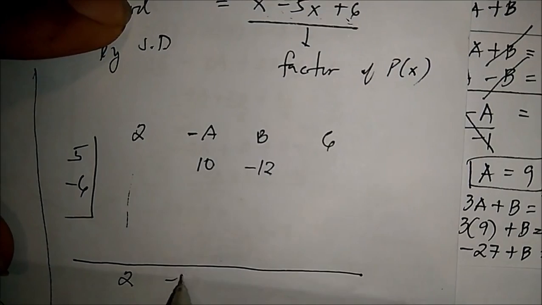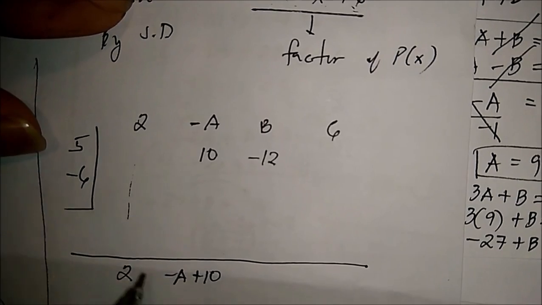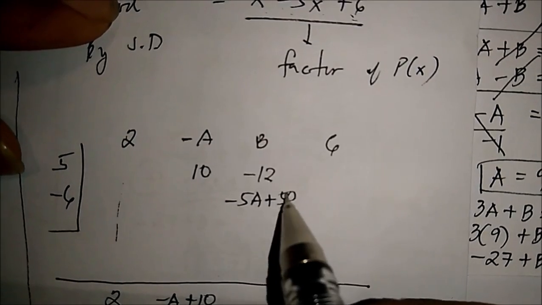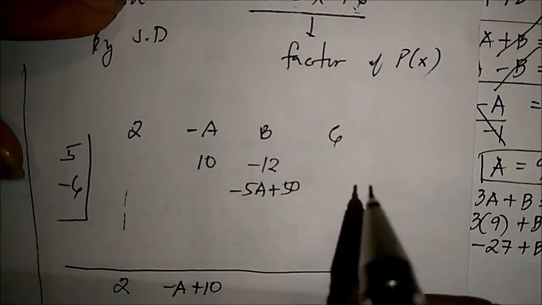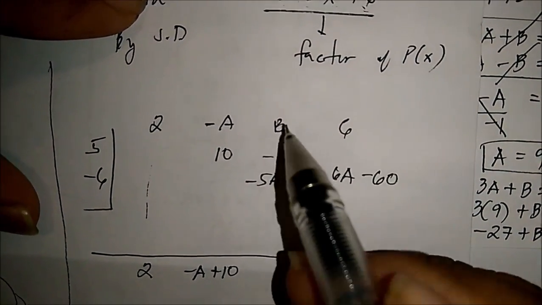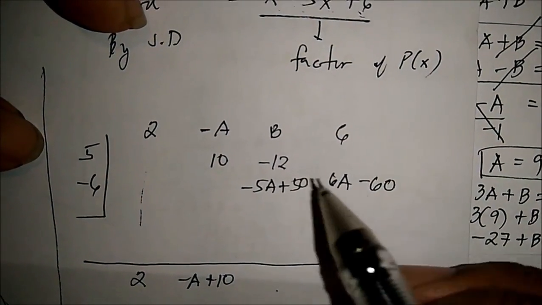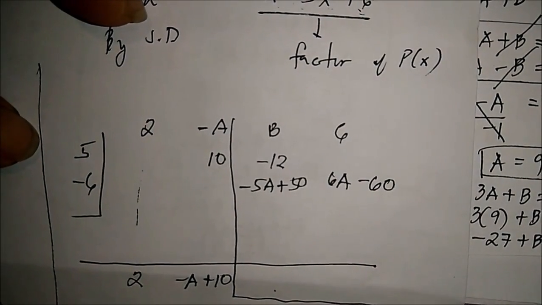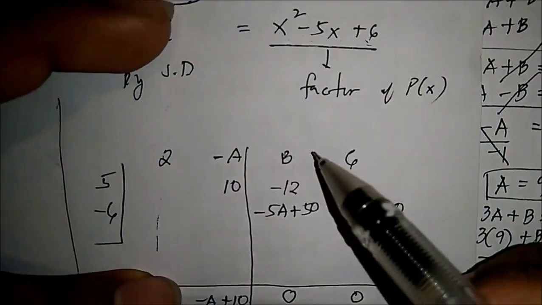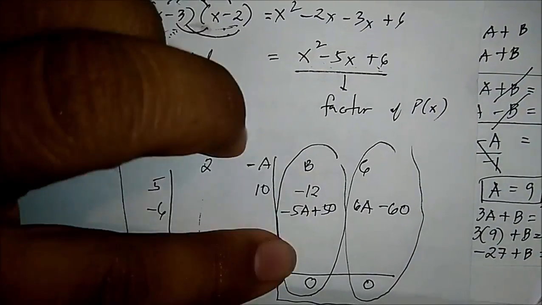So adding this, we have negative a plus 10. Multiply again. Negative a plus 10 times 5. So negative a times 5, that's negative 5a. Plus 10 times 5 is 50. The other one, negative a times negative 6 is positive 6a. 10 times negative 6 is negative 60. Ito, pag in-add ko, hindi ko na i-multiply kasi wala na tayong column doon. That means, ito ay part na ng remainder. The remainder should be 0. Dapat 0 ito, dapat 0 din to. So, ito yung equation na gagamitin ko. Ito, and this one. So, pag in-add ko to, that should be 0.